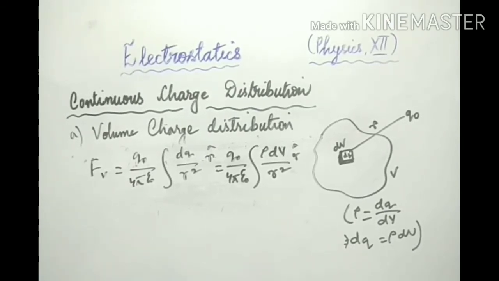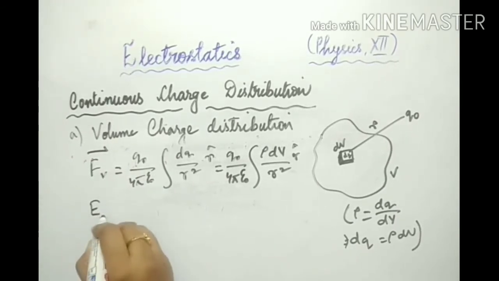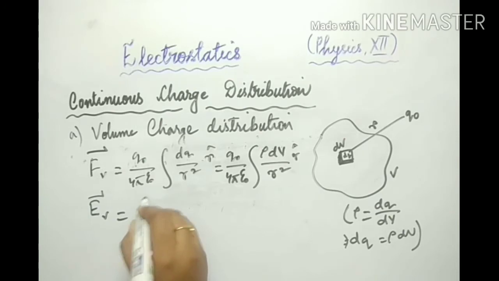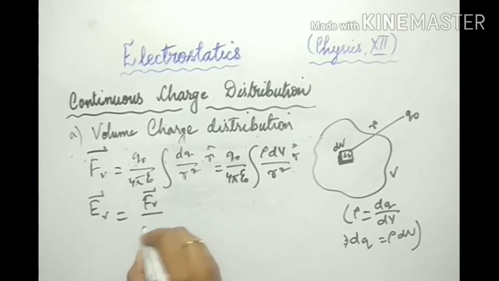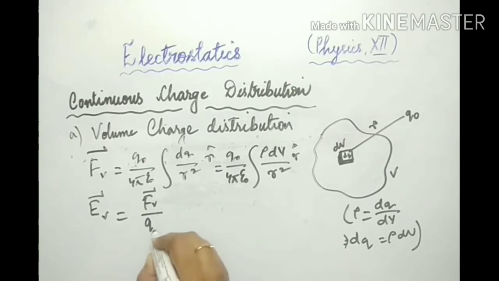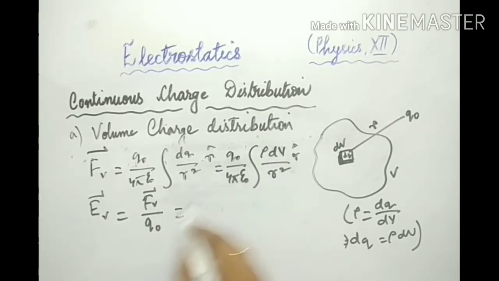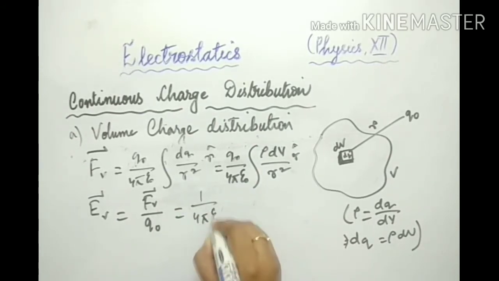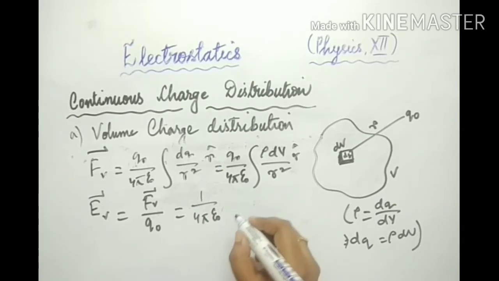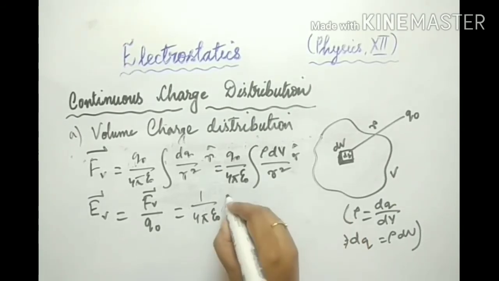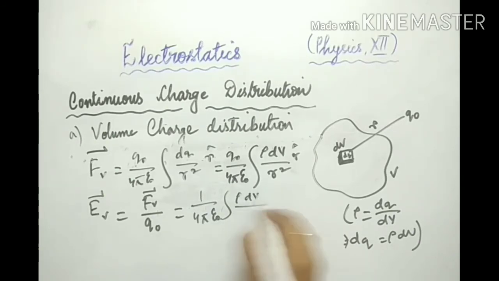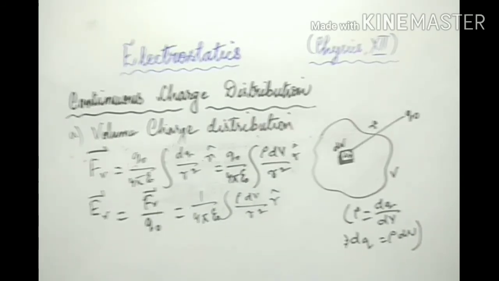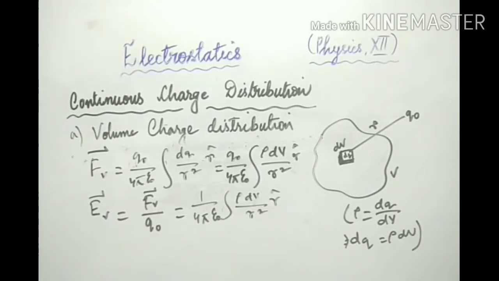Okay. So next, if you want to find the electric field, here you should add a vector. How will you write it? Electric field is F of V vector by the test charge q naught. So if you divide this by q naught, what will you get? 1 by 4 pi epsilon naught integration of rho dv by r square. So this is the formula of electric field due to volume charge distribution.